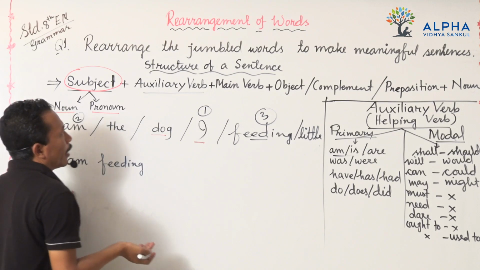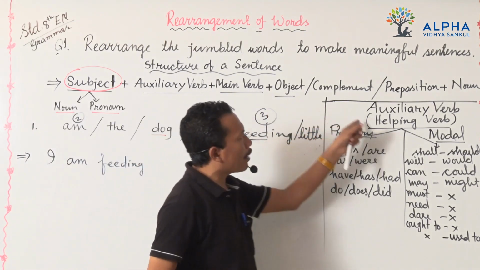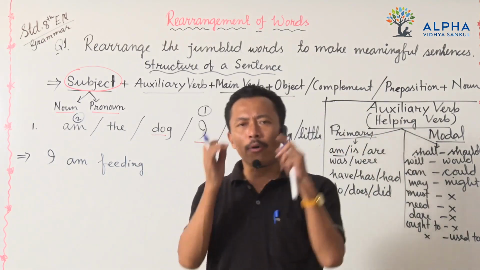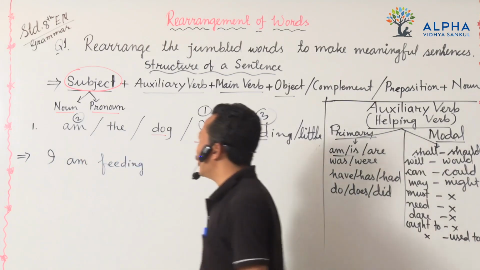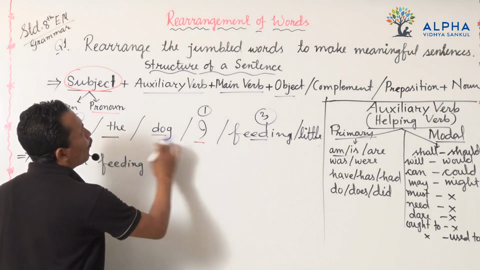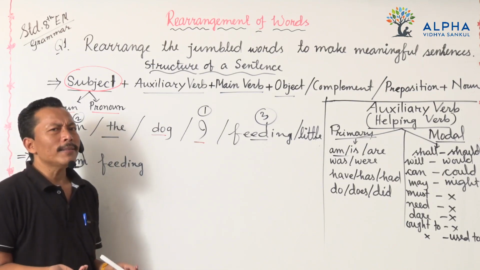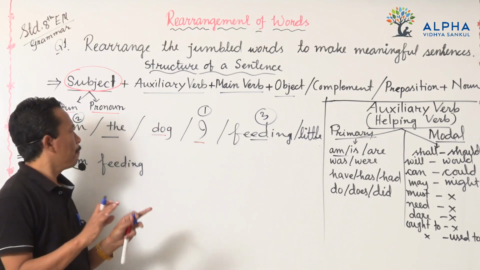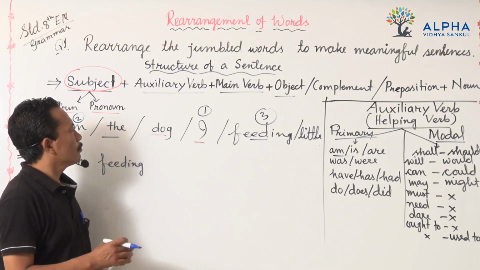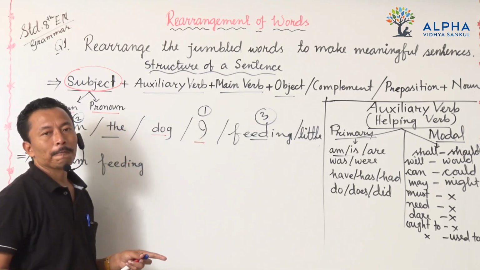What you are feeding. And after the main verb, what will be? Object might be there, complement might be there, preposition, and in this part we need to use our common sense. See, I am feeding. I am feeding the dog little. It makes sense? No. I am feeding little the dog. No.